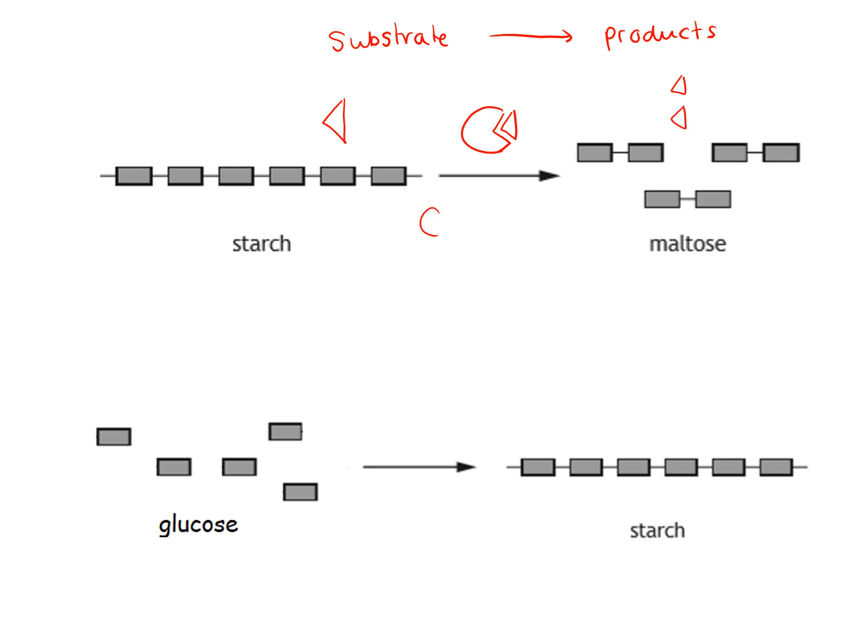Now we call this a catabolic reaction. We're breaking down a larger substrate into a smaller product. Now, when we're doing this, we are breaking the bonds in this molecule of starch. And I think of bonds like a big elastic band. When you snap it, it releases energy. So we need to know that catabolic reactions release energy.